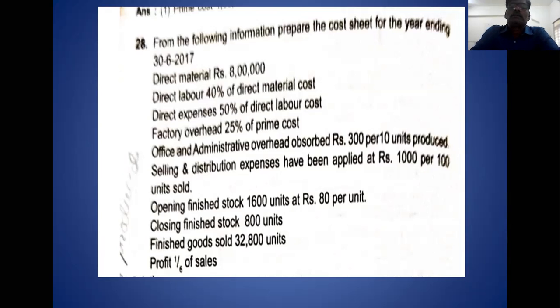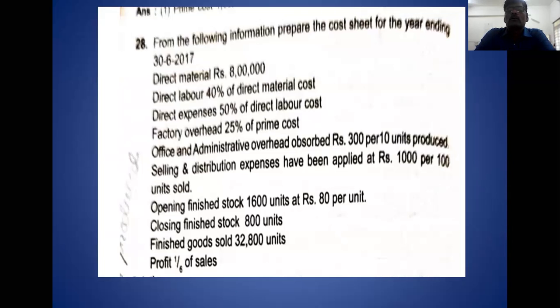Then direct expense is 50% of direct labor. So the third item is direct expense, that is to be calculated on the basis of direct labor cost. Direct expense is 50% of direct labor cost. You take 50% of direct labor cost, you will get direct expense.